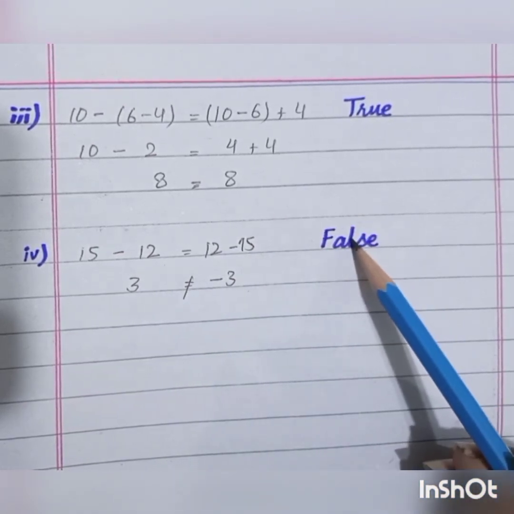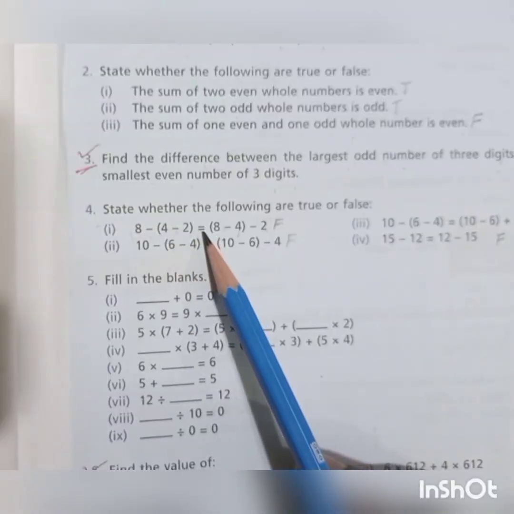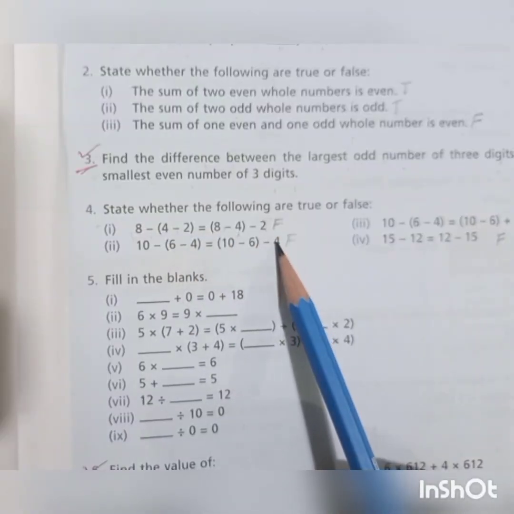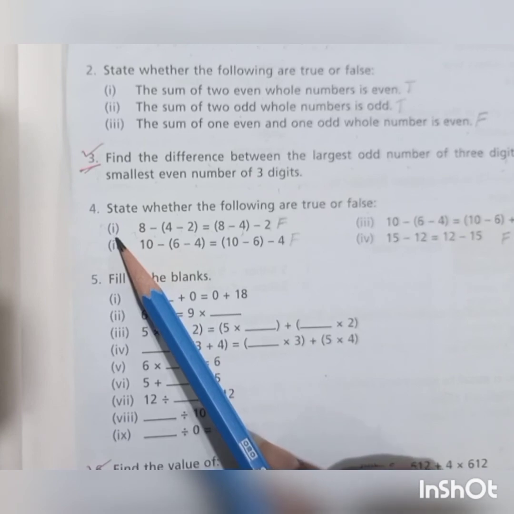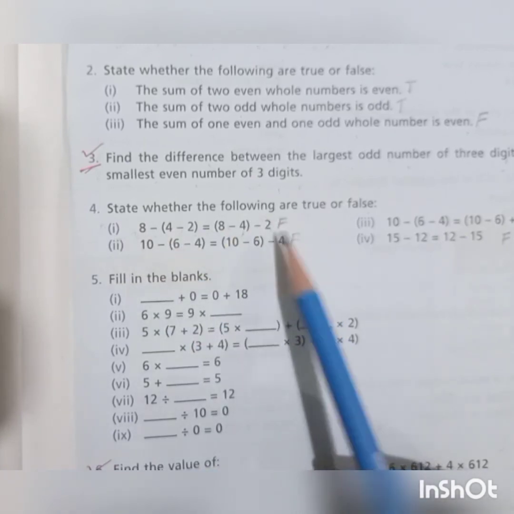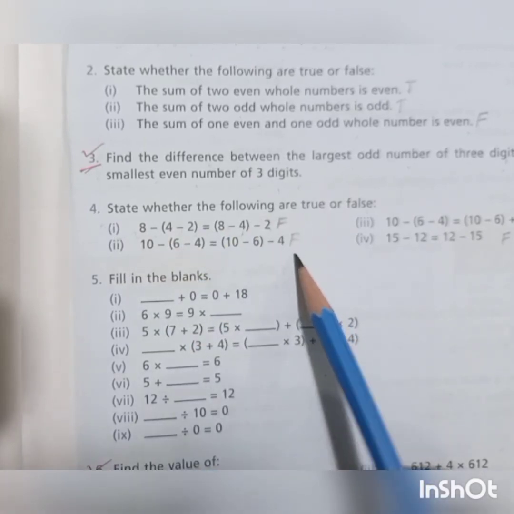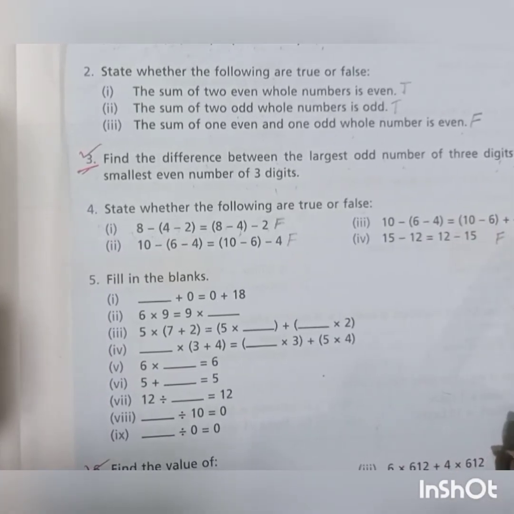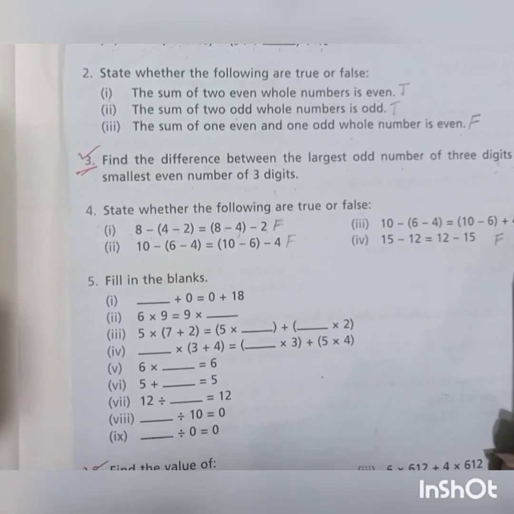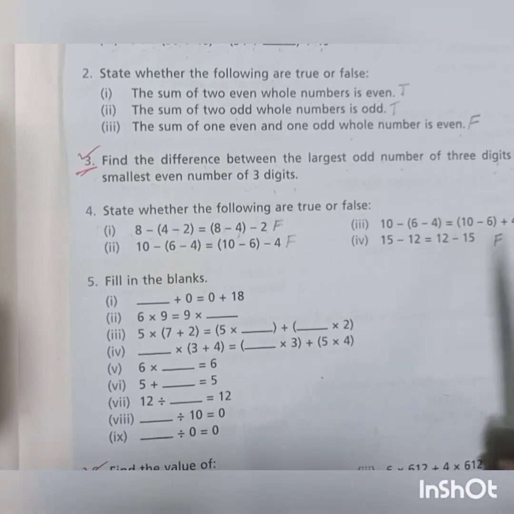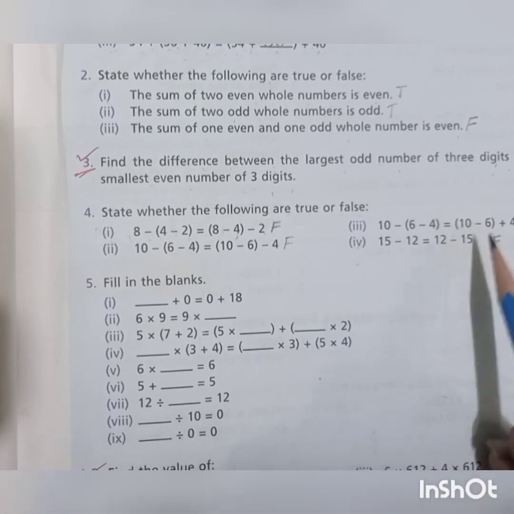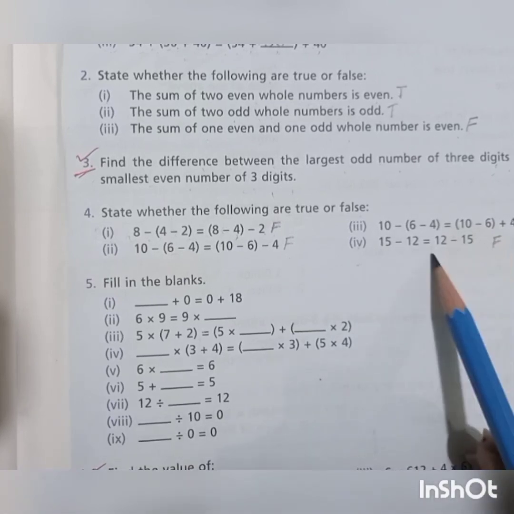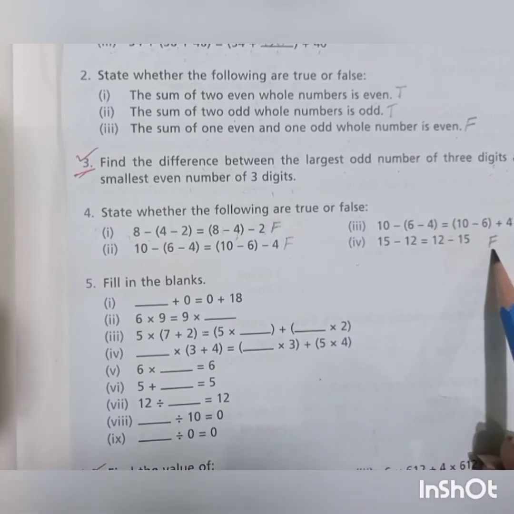This statement is false. As we have solved these parts, I have mentioned true or false just above them. In part 1, the statement is false. Part 2, the statement is also false. In part 3, we have solved this part also and the solution is correct, so this statement is true, and in part 4 this statement is wrong. The answers were not equal, so I write here false.